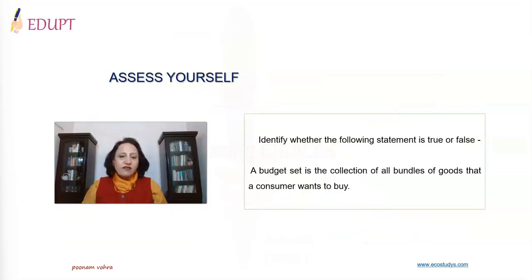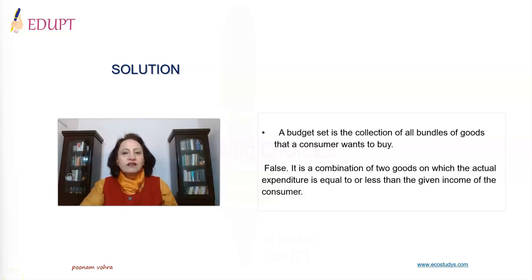Now assess yourself and identify whether the following statement is true or false. A budget set is the collection of all bundles of goods that the consumer wants to buy. Please check your answer. It's a false statement. A budget set is a combination of two goods on which the actual expenditure is equal to or less than the given income of the consumer.